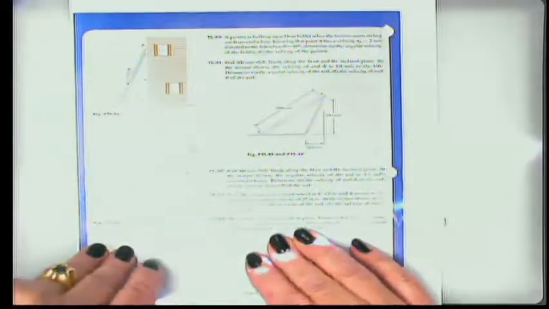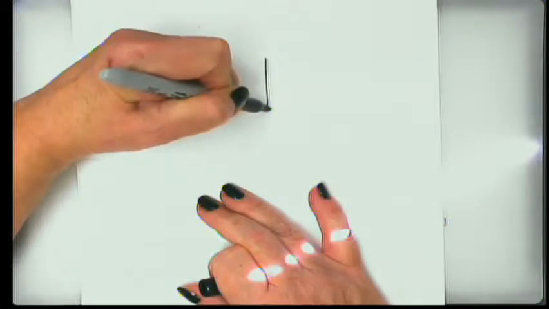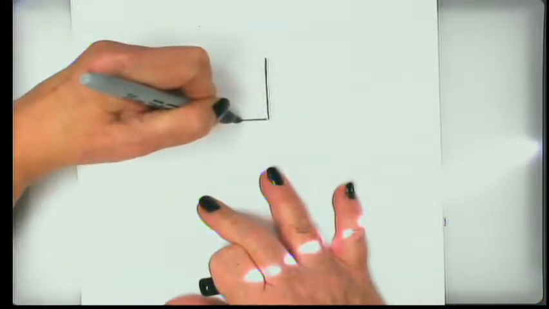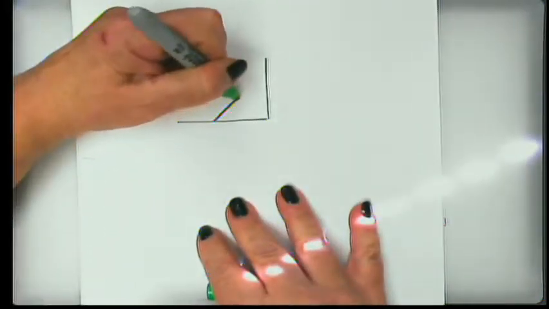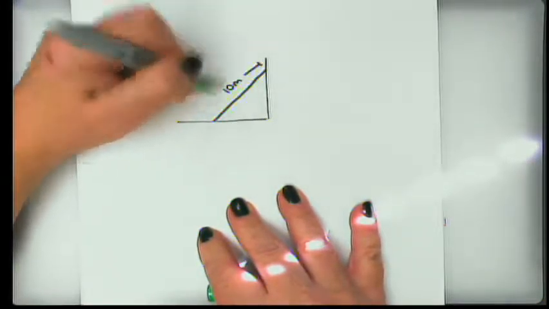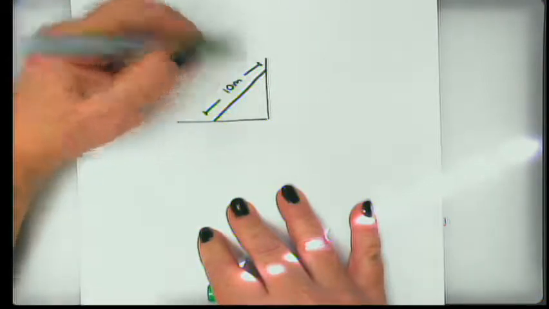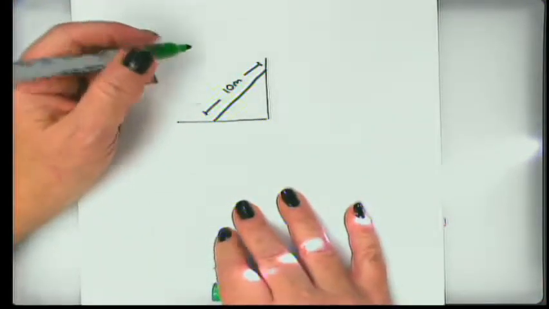All right, so let's go ahead and draw a little picture here. We have the house, we have the ground, we have the ladder, and we know that the length of this is 10 meters, and we know this angle is 60 degrees.